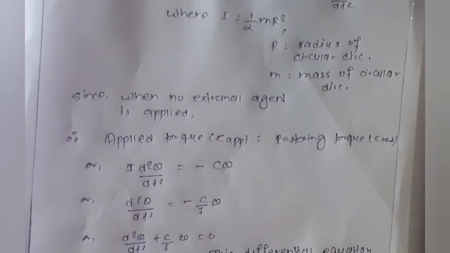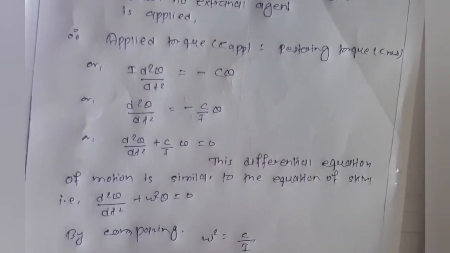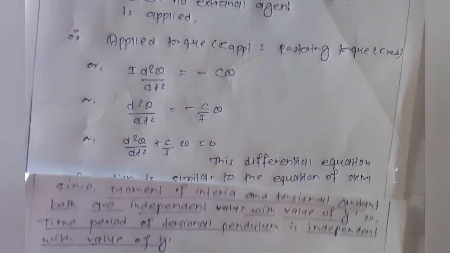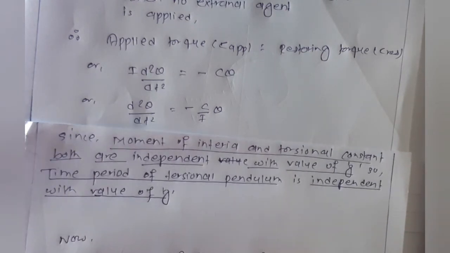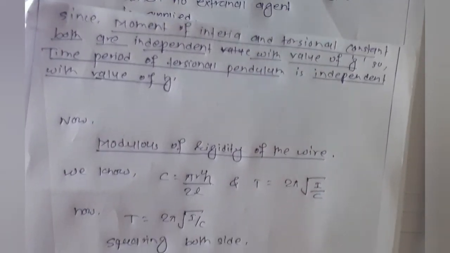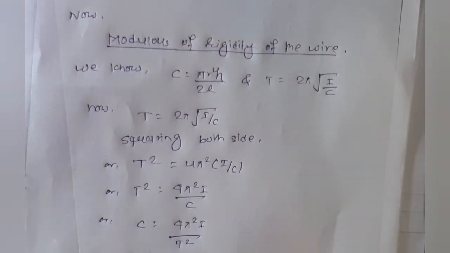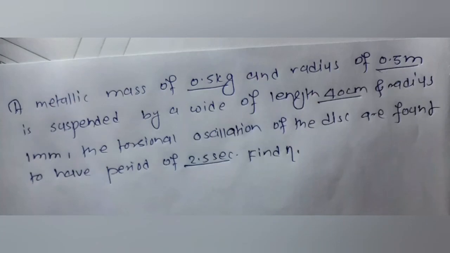I'll give one question for you to solve. The question is: a metallic disc of mass 0.5 kg and radius 0.5 meter is suspended by a wire of length 40 cm and radius 1 mm. The torsional oscillations of the disc are found to have a period of 2.5 seconds. Find eta, the modulus of rigidity. Answer in the comments below.